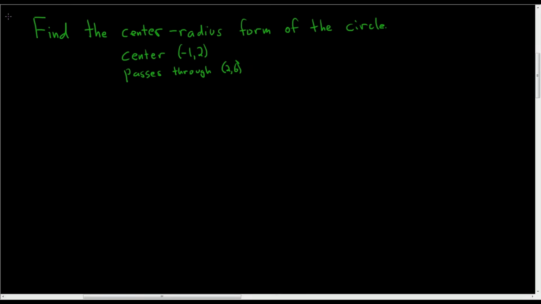Find the center radius form of the circle. So we're already given the center and we're given a point. So solution. Let's start by writing down the formula.